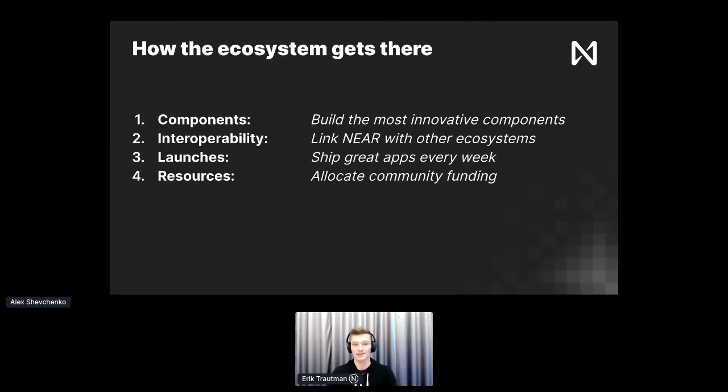And then on top of that, it just goes into launches, right? Once you have the infrastructure, you have the components on top of it, you have the ability to interface with other chains, then all it is, is just about the apps, because then it's just having developers pull these pieces together and turn them into apps and launch them. And once they launch them, are there resources in the ecosystem to support it?